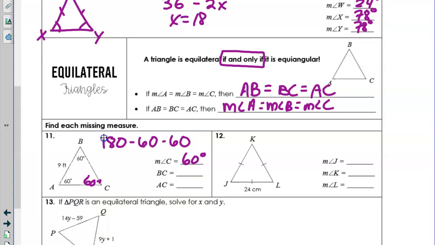So BC is equal to 90. 90. Go to the side length. Does that make sense? And then AC would also be 90. Wait, what? Are you sure? Yeah. Alright, then.